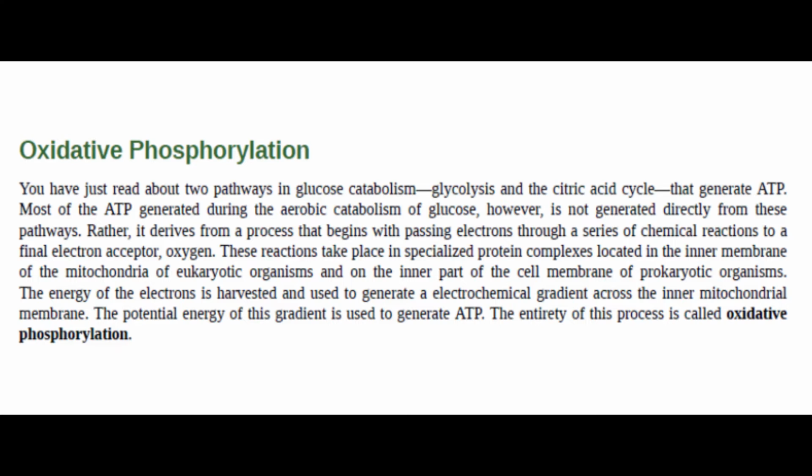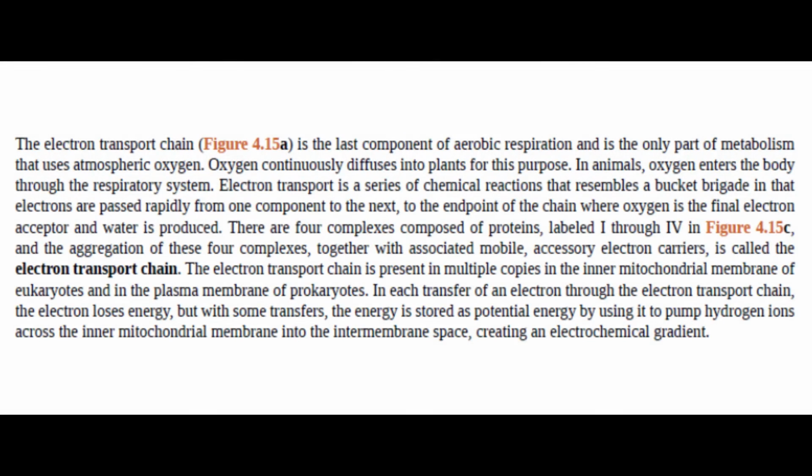The energy of the electrons is harvested and used to generate an electrochemical gradient across the inner mitochondrial membrane. The potential energy of this gradient is used to generate ATP. The entirety of this process is called oxidative phosphorylation. The electron transport chain is the last component of aerobic respiration and is the only part of metabolism that uses atmospheric oxygen. Oxygen continuously diffuses into plants for this purpose. In animals, oxygen enters the body through the respiratory system.